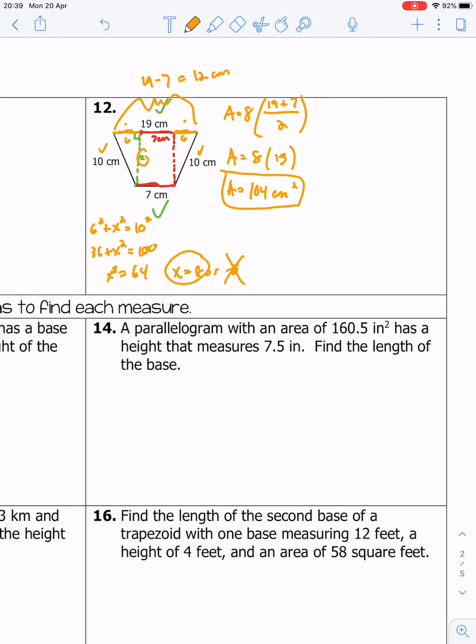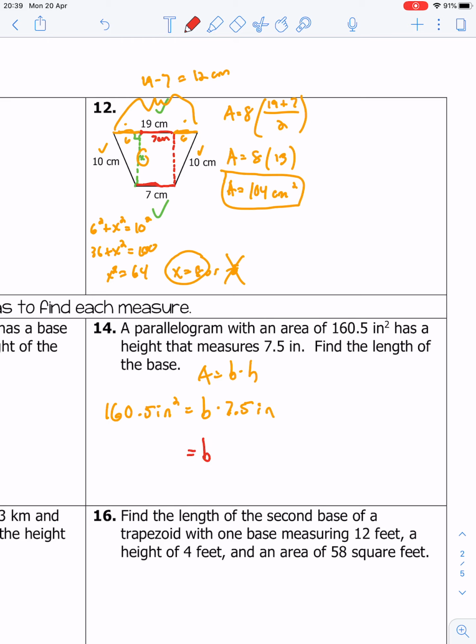Ooh, it tells you the area. So we know area for parallelograms is base times height. It gives you the area and a height of this, find the length of the base. So area is this. Height. Base we don't know. Height we know is 7.5 inches. So to find the base, we just do division.